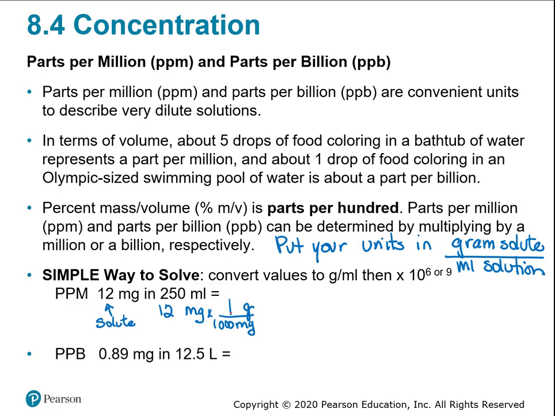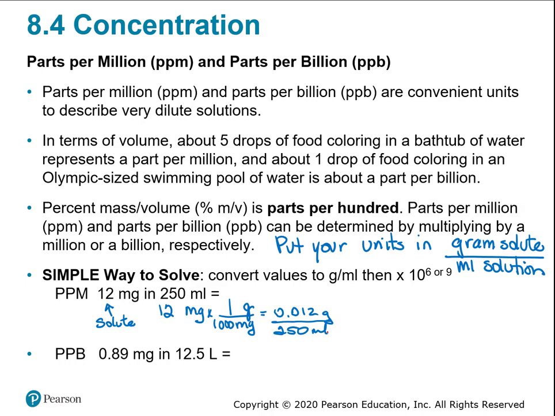So that means 12 milligrams is equal to 12 divided by 1,000, 0.012 grams. That's my solute. So I've got grams of solute. Do I have milliliters of solution? Yes. So I can use that directly as it is. I don't have to do any conversion. So 250 milliliters. Do you see that my units are grams per milliliter? So if I want to know parts per million, I just put it in grams per milliliters.